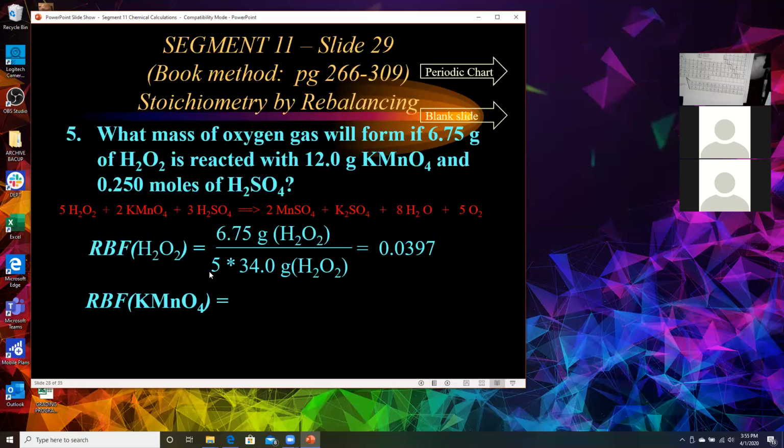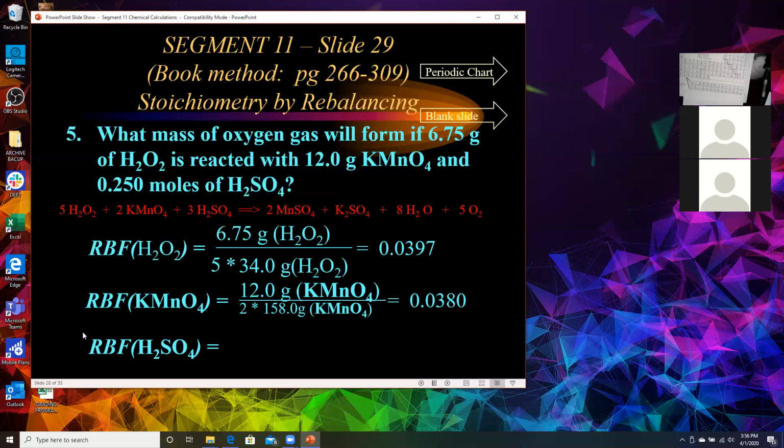All right, now let's do the permanganate. There's 12 grams. I want to put that 12 grams of permanganate. There's 2 of them. Add up the atomic weights, and it's 158 grams. That's the rebalancing factor for the permanganate, and it's smaller than that one, but we got one more to do, and I calculated it second.